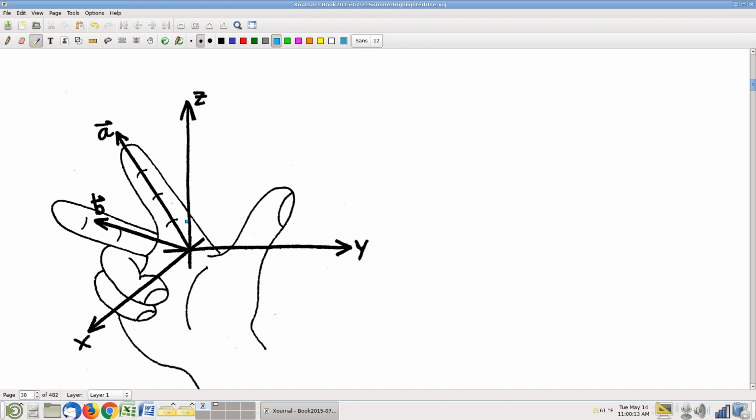So do this. Put your index finger in the direction of the first vector, and this is the rule, index finger. By the way, right hand. Apologies to the left-handed in the crowd. You gotta keep your index finger parallel to the palm. Don't do anything weird like this, right? Index finger parallel to the palm in the direction of the first vector.